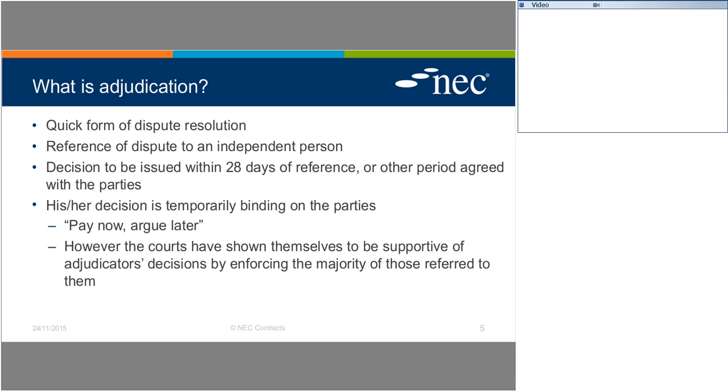So what is adjudication? I'm going to hand over now to Patrick, who's a specialist in this field, to give us an insight into adjudication and how that may benefit us in using NEC contracts. So over to you, Patrick.